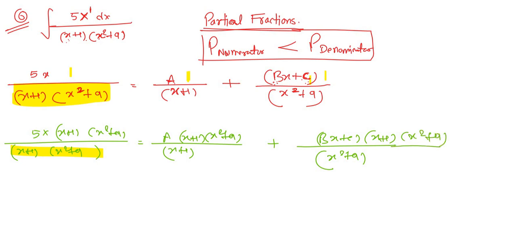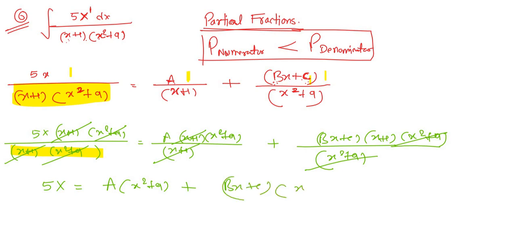Here x plus 1 cancels, this also cancels, so what is left is 5x. Here x plus 1 cancels, what is left is A into x square plus 9, B times. Here these two cancel. I'm sorry, this was Bx plus C. So Bx plus C into x plus 1 is left.